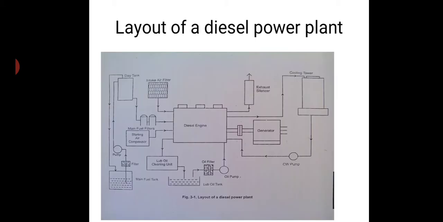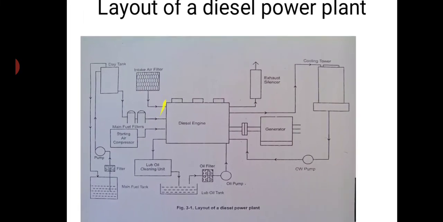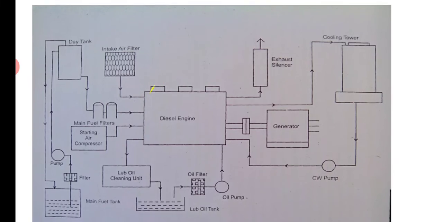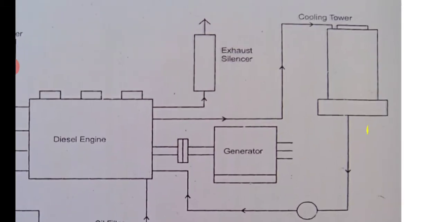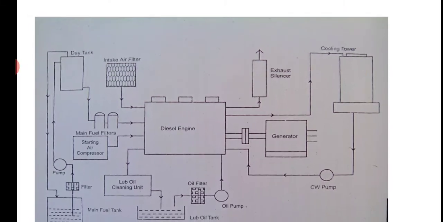Now first we look at the layout of the diesel power plant. Very simple layout it is. You can just imagine this layout, how it is. What are the main requirements? See, to the extreme right you can see the cooling tower. Below that cooling water pump is there. And the big one in the center is the diesel engine.